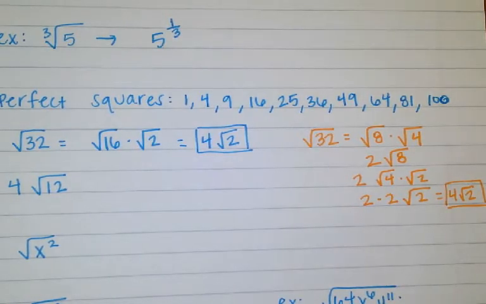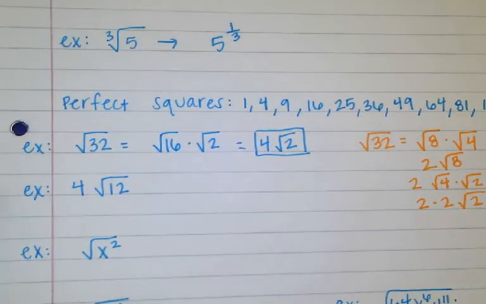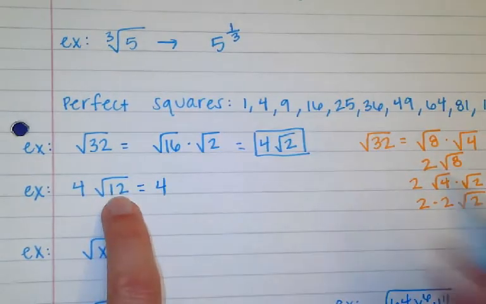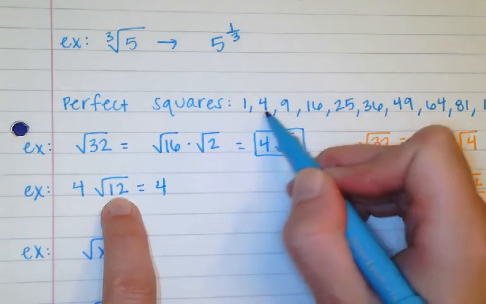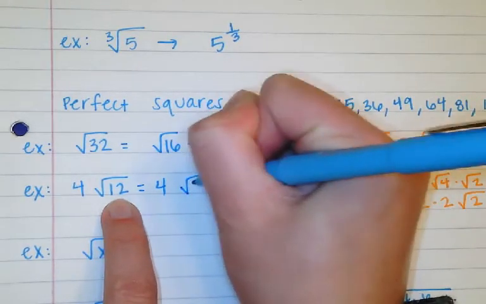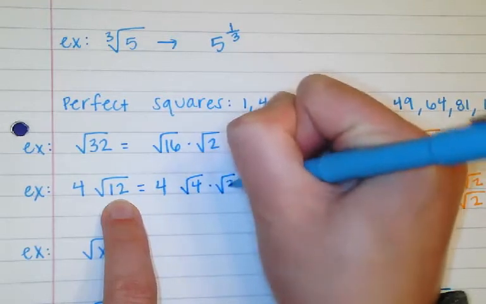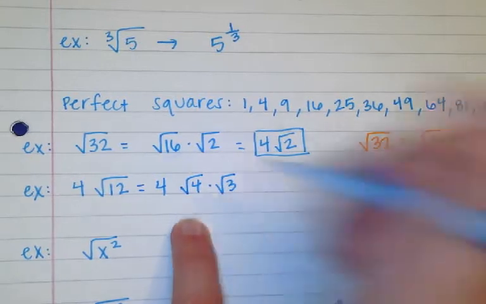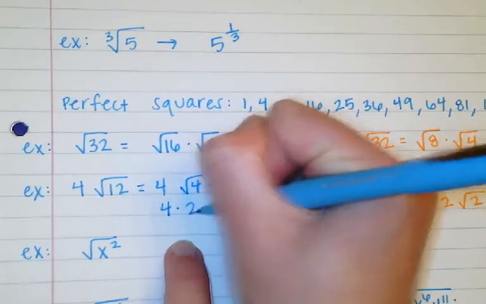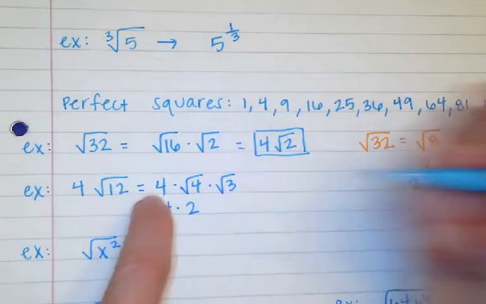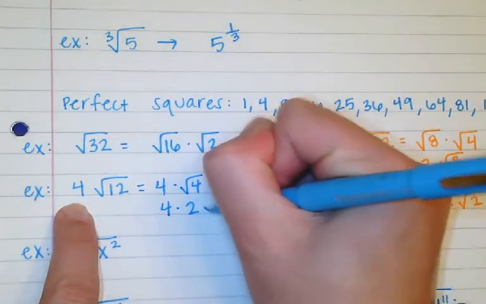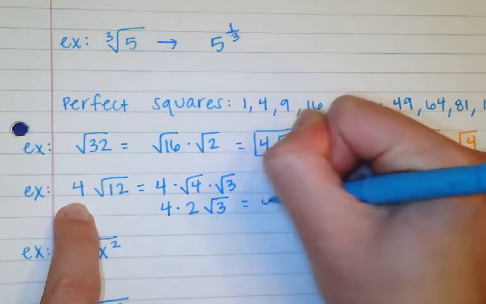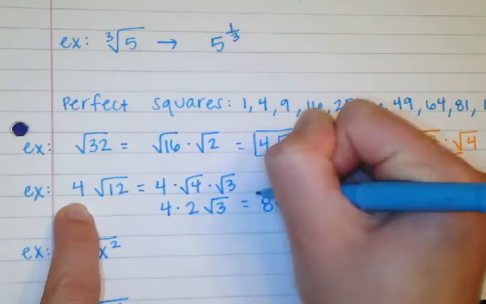Okay, if it already has a number in front, like the next one, 4 square roots of 12, I'm going to leave it right there, but we'll break down the 12. 9 doesn't go into 12, 4 does. So I'm going to rewrite the 12 as the square root of 4 times the square root of 3. The square root of 4 is 2. And that 2 is going to multiply by the 4 that was in the front of the radical. So my final answer, I get 8 square roots of 3.